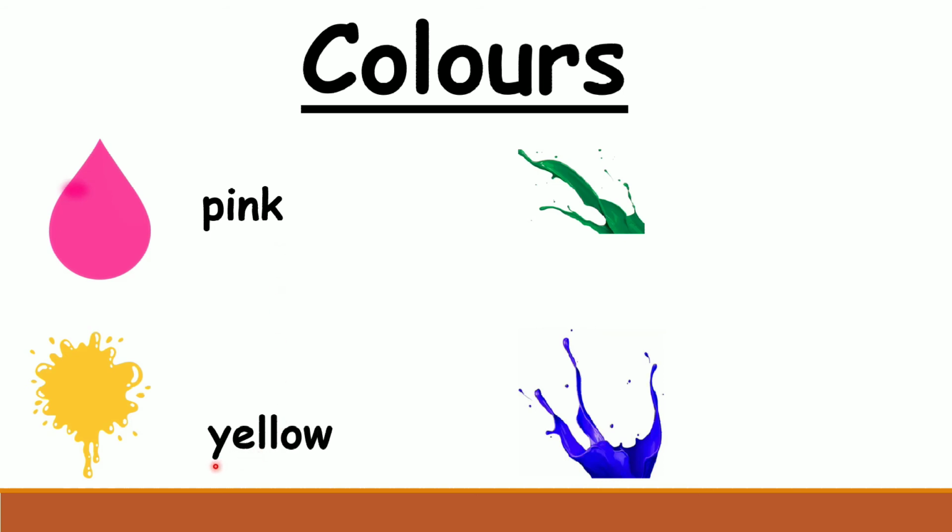And then we have yellow. The banana is yellow. The sun is yellow. The banana is a yellow fruit. And then we have green. The trees are green in color, or the leaves they bear are green in color.